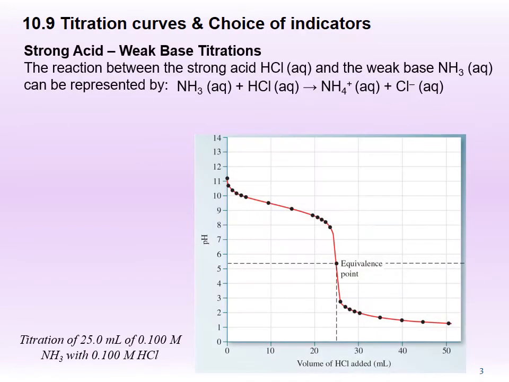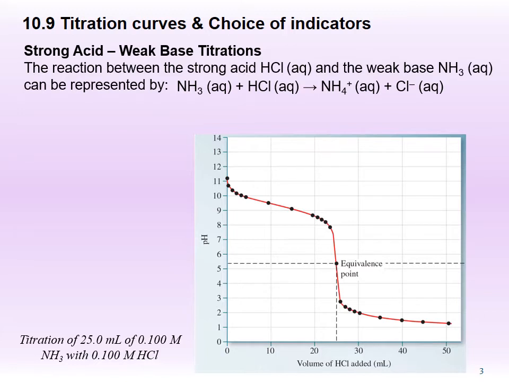Strong acid, weak base titrations. An example of a strong acid, weak base reaction is that between the strong acid HCl(aq) and the weak base NH3(aq) to give aqueous ammonium cation and aqueous chloride anion. The titration curve shown here is a plot of pH against volume of HCl solution.